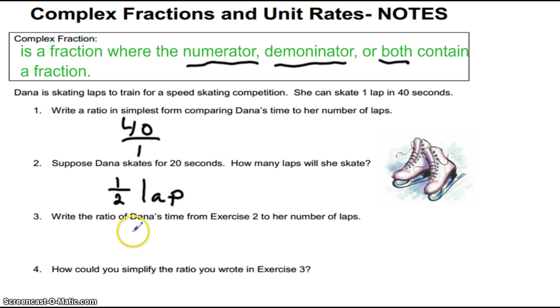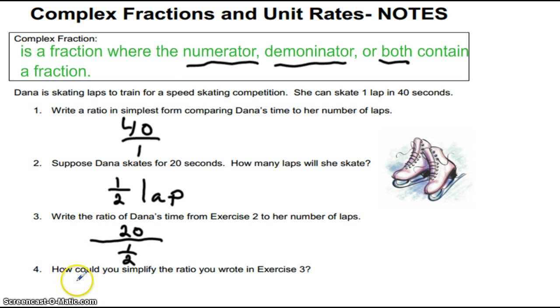Now, we're asked to write a ratio of Dana's time from exercise 2 to her number of laps, which is 1/2 a lap. So we would take her time, which is 20 seconds, and put it over 1/2. So here we have a whole number over a fraction, where the fraction is in the denominator.